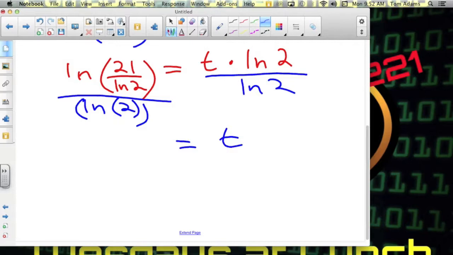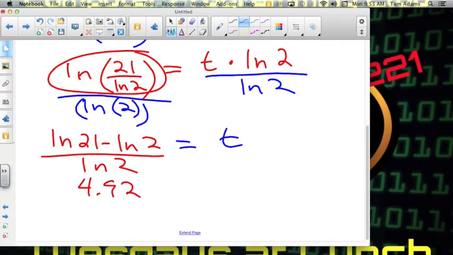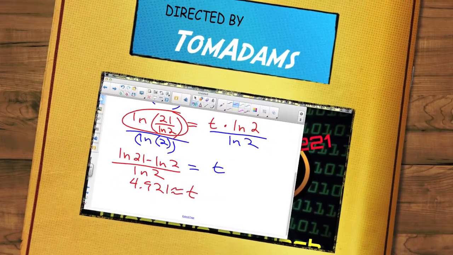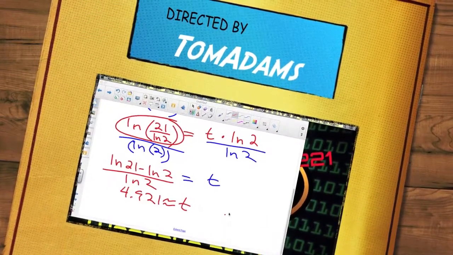You could, I suppose, if you wanted to, use some of the properties of logs to split that up. So if I split this up, I could say the natural log of 21 minus the natural log of 2 all over the natural log of 2. Now I forgot to write down the natural log of 2. Don't worry about that. Just plug it in your calculator and you should get 4.92. I'll try to make a little side note at the end. I forgot to write it down when I originally recorded this. So what that means is that when t equals 4.92, then the slope of the tangent is 20.